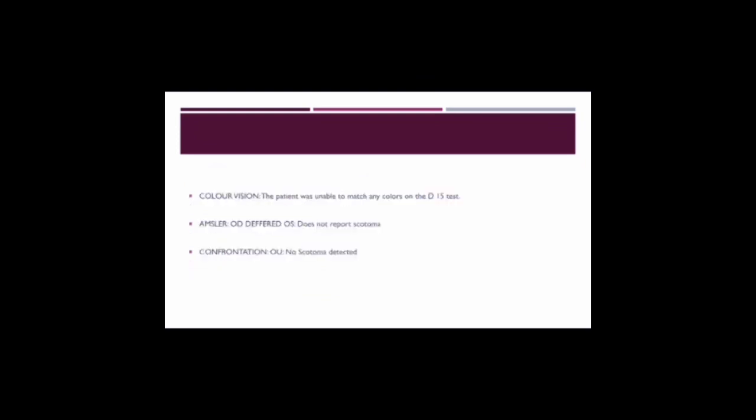After near and distance vision tests, we did color vision. The patient was unable to match any colors on the D15 test. In Amsler, the right eye was deferred, and the left eye did not report any scotoma. In confrontation, in both eyes no scotoma was detected.